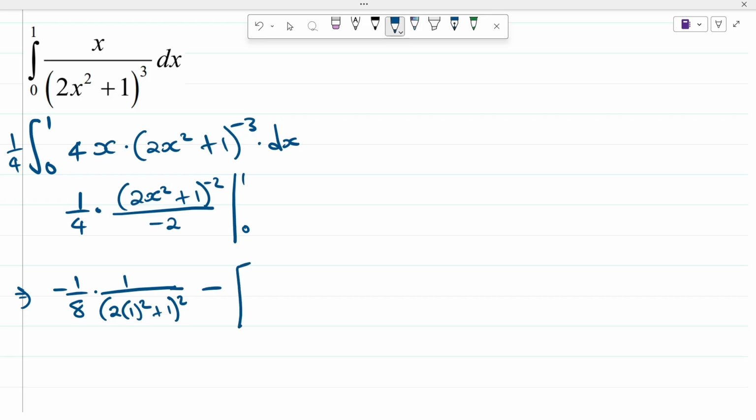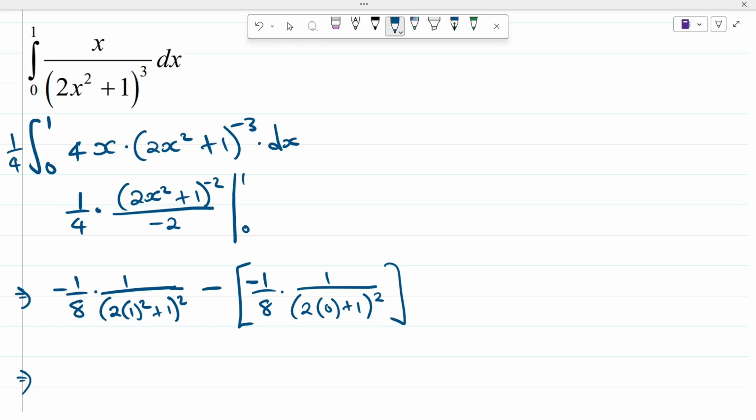minus 1 over 8 multiplied by 1 over (2x squared, with 0 substituted, plus 1) to the power of 2. Then we close. We use our calculator there. This is going to be, oh, I left the minus here.